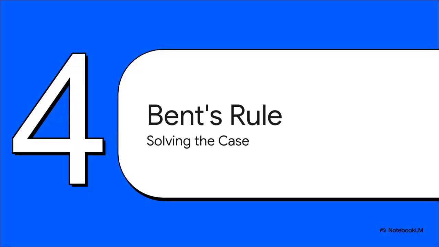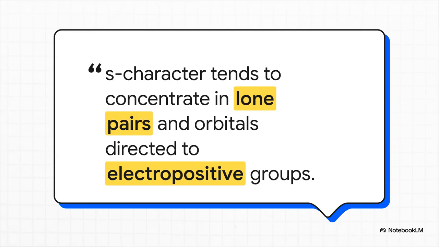And at last, we arrive at the beautiful, elegant principle that ties this whole thing together. This isn't just happening randomly, it's all governed by a fundamental chemical principle called Bent's rule. This is the master key that unlocks the entire mystery. And here's the rule itself. Now, it sounds a little academic, I know. But what it really means is pretty simple.